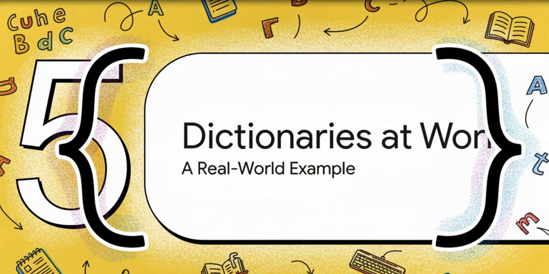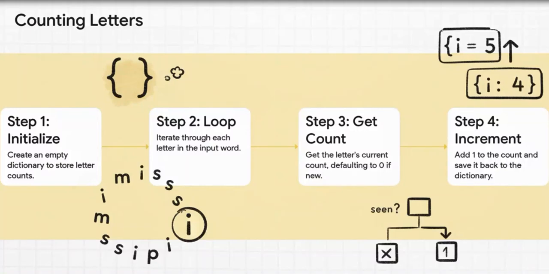Now, this is where it all comes together. We're going to use everything we've just learned to solve a classic coding challenge, counting how many times each letter shows up in a word. So, before we even touch the keyboard, let's just think through the logic. The counting plan is simple. First, we need an empty dictionary to store our letter counts.